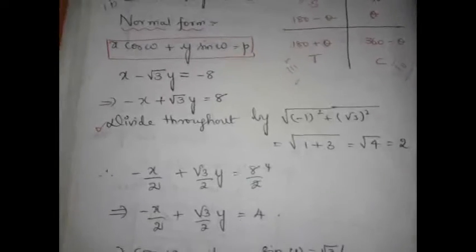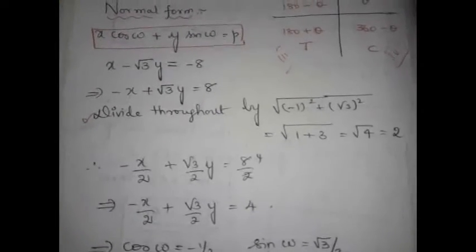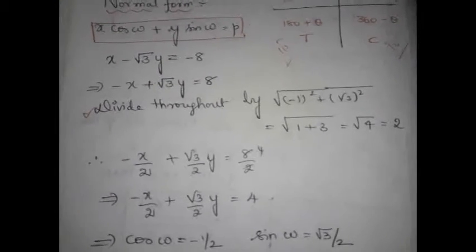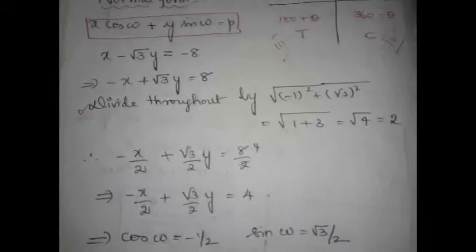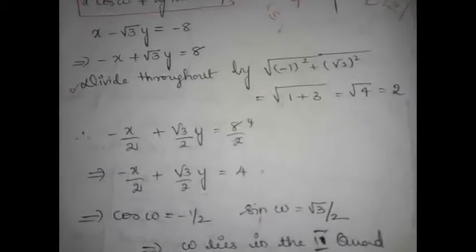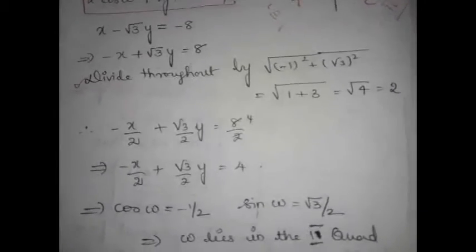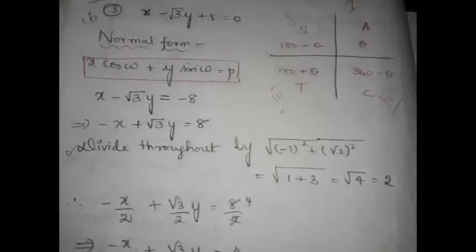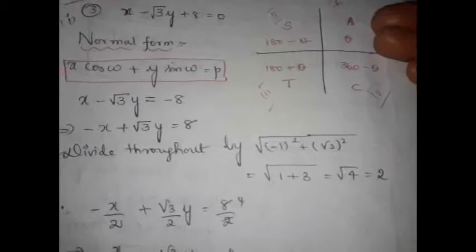Hope you understood. So what we did here, we brought the constant to the other side, and we know P should always be positive. So make sure whether it is positive. If it is negative, divide throughout by a negative sign, and then divide throughout by square root of a square plus b square. You have to remember the formula. Then only you can proceed with this problem. Right? After dividing, identify in which quadrant the angle lies. Accordingly, you assign the value of theta.